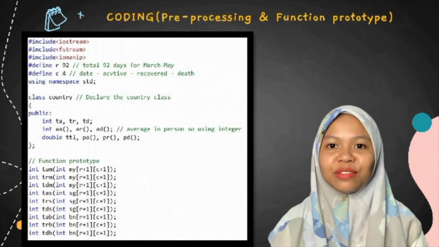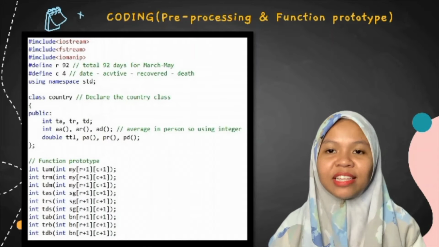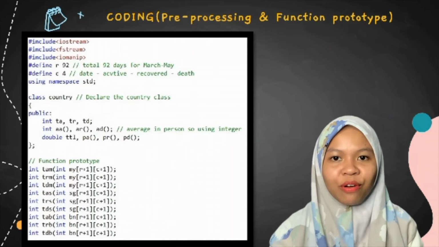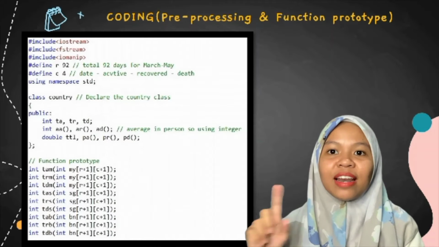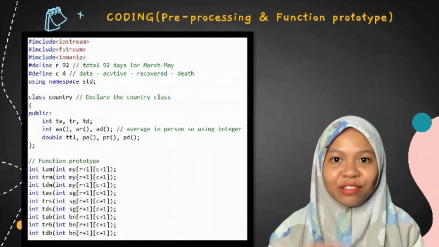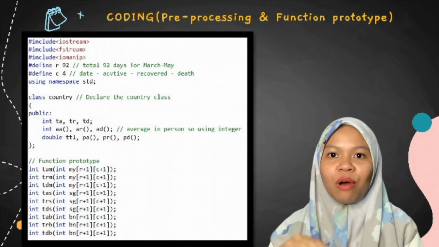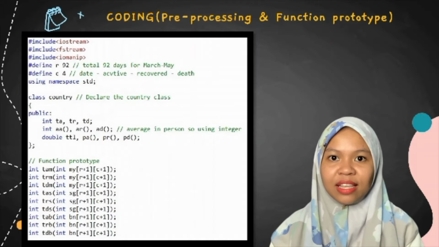After the third line, the user-defined constants are used in our coding by implementing #define for two constants, R equal to 92 and C equal to 4. R and C represent the size of the array, 92 times 4. 92 is the number of rows since the total days for the 3 months is equal to 92, while 4 is the number of columns for the date, active cases, recovered cases, and death cases.